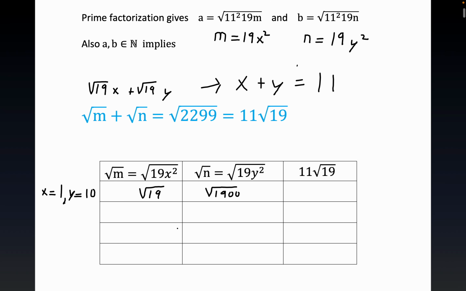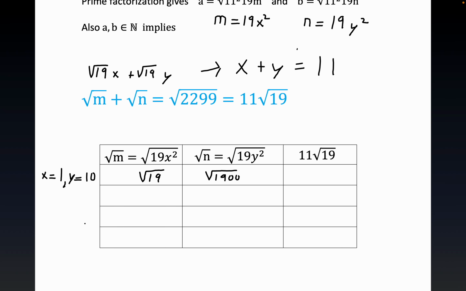Now let's scroll down just a little bit here and see if we can get another solution. What if we choose x equals 2? If we choose x equals 2, that forces y to be equal to 9, since the equation has to satisfy x plus y equals 11. So again, that'll lead to y equals 9. All right, folks, but watch here. If you put a 2 right here, 2 squared is 4. 4 times 19 is 76. So that's the square root of 76 right here.